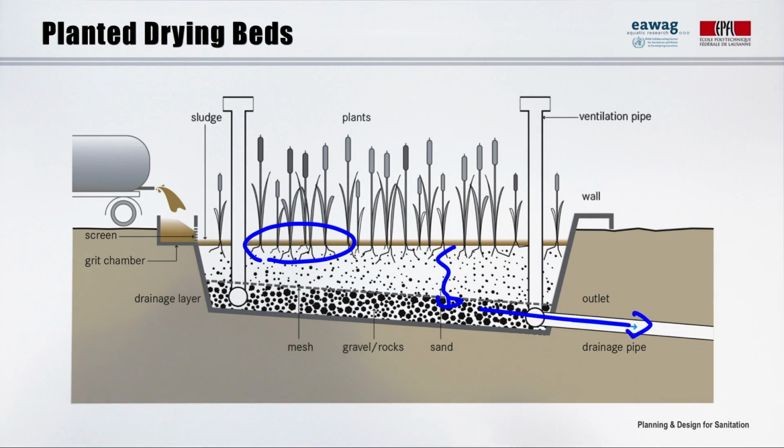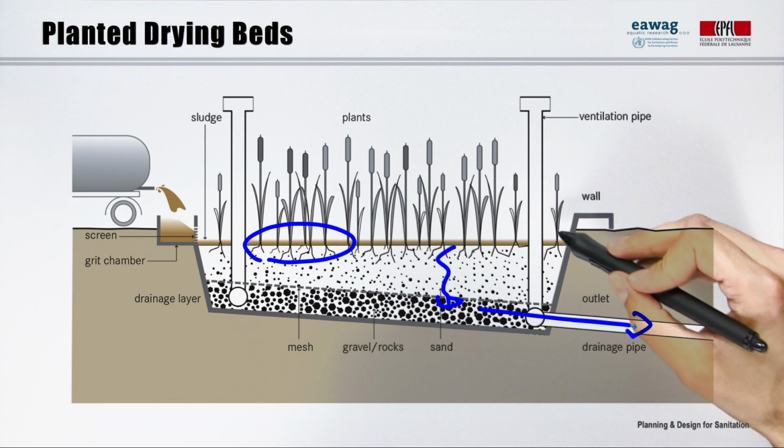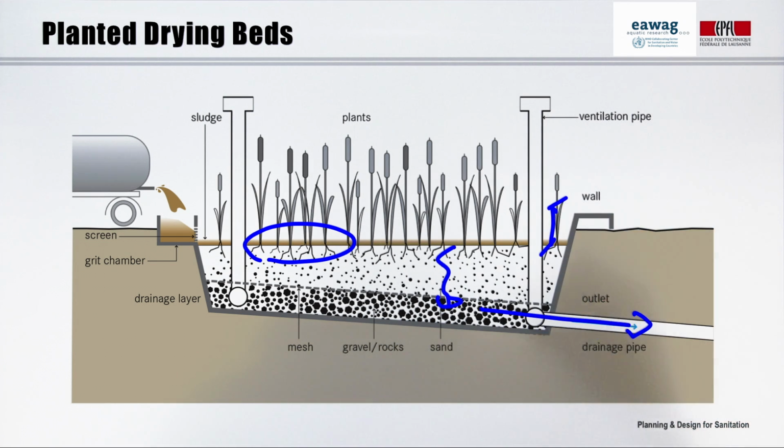When constructing the bed, a free space of about 1 meter should be left above the top of the sand layer to account for about 3 to 5 years of sludge accumulation. Sludge should be applied in layers between 75 and 100 millimeters thick and reapplied every 3 to 7 days.